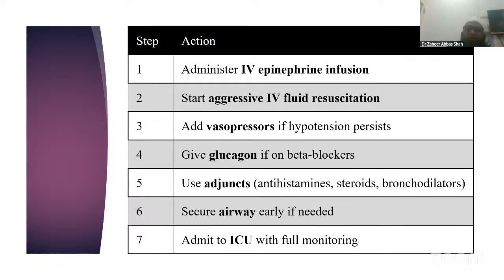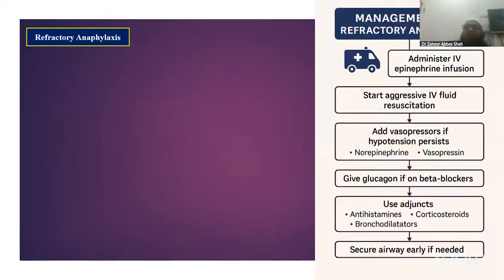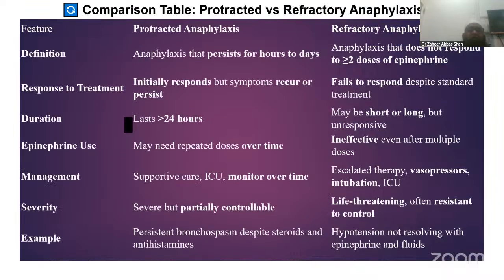Again, to revise: the IV epinephrine infusion action plan. Start aggressive IV fluid resuscitation. Vasopressors we have seen. Give glucagon if the patient is on a beta blocker. Adjuncts like antihistamines we have, but these are definitely not the first line of treatment in anaphylaxis. Secure the airway; I have spoken about the LMA and rapid sequence intubation. Admit the patient to the ICU with full monitoring. Again, the management of refractory anaphylaxis which the guidelines spoke about includes norepinephrine, vasopressin, and glucagon. All these things are there. So the last chart is there.